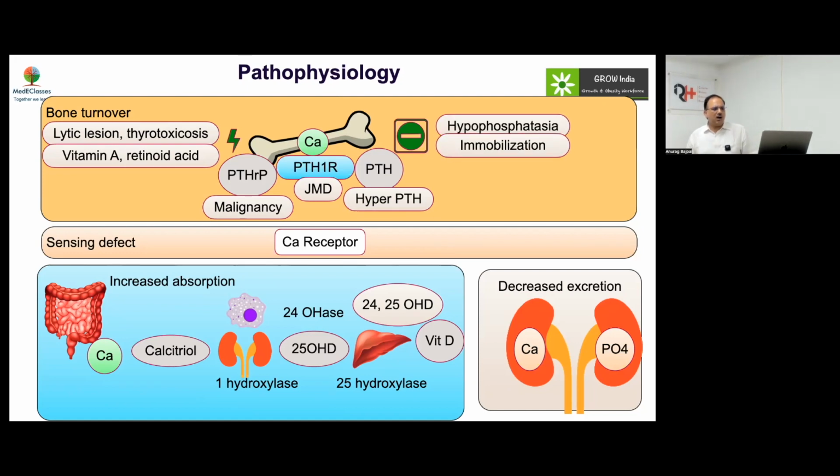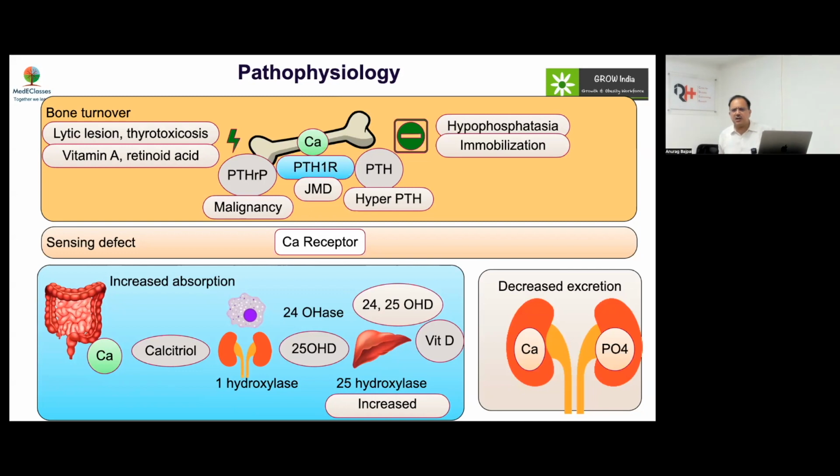You can also have decreased bone formation, decreased bone turnover in the setting of immobilization, where bone formation is less. You could have hypophosphatasia, where again the resorption will take over as compared to the formation, and therefore you will have more calcium and phosphorus in that perspective. An important thing to remember is that PTH related causes here will have low phosphorus levels, while bone resorption related causes will have a high phosphorus level.